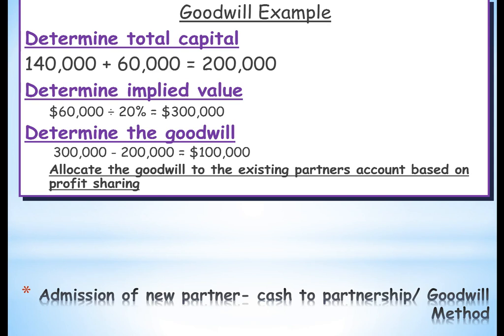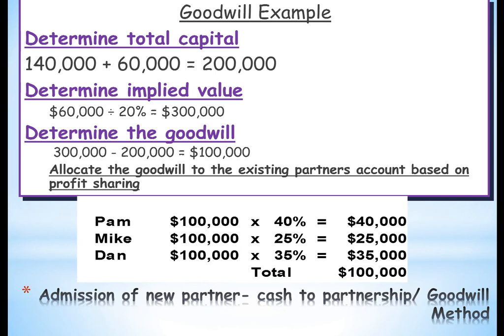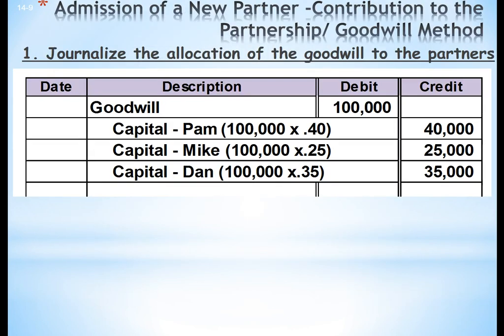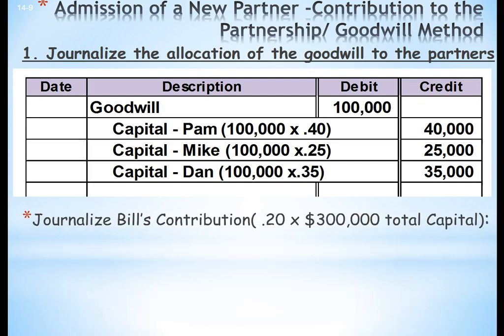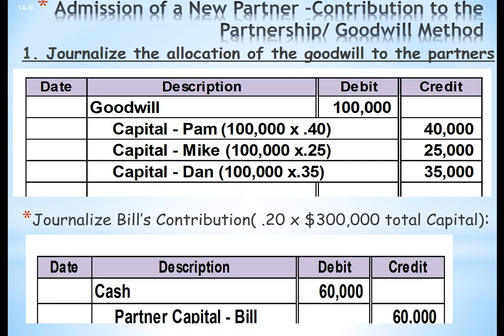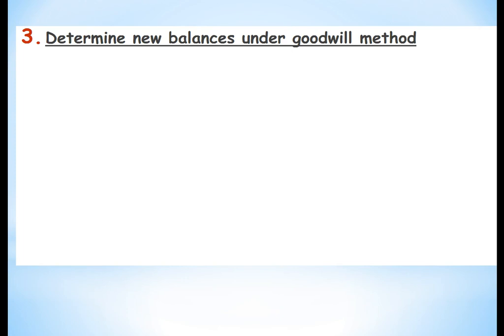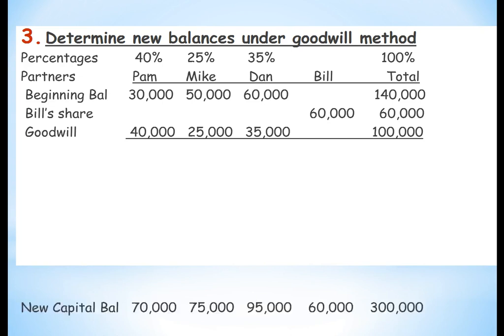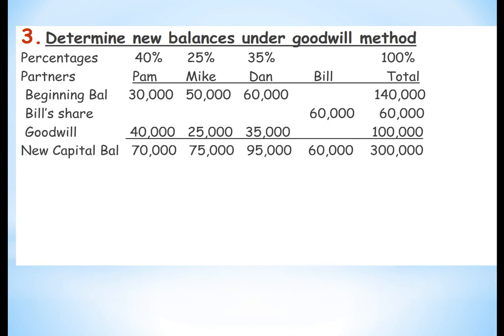We need to allocate the goodwill to the existing partners based on their profit sharing. So the $100,000 would be allocated like this. And then we can do our journal entry that shows the allocation. And then we will journalize Bill's contribution of the $60,000. So that's how you do it when you use the Goodwill method. Here are the new balances under the Goodwill method, which equals the new value of $300,000.